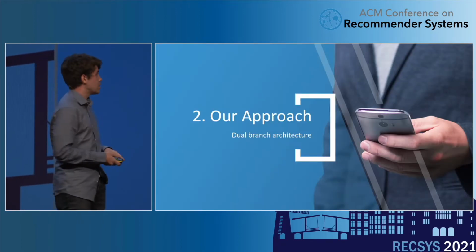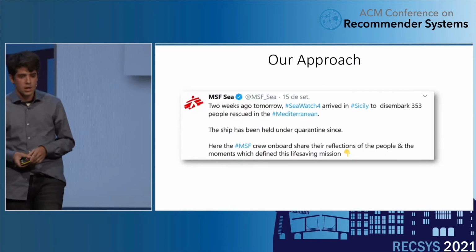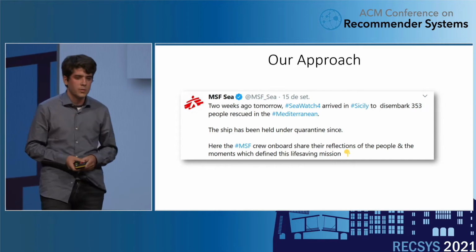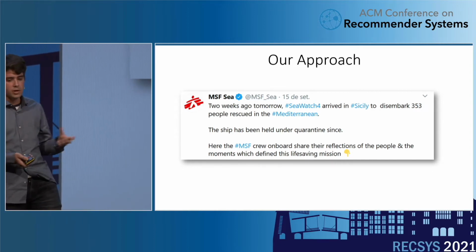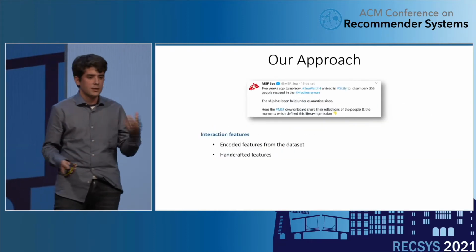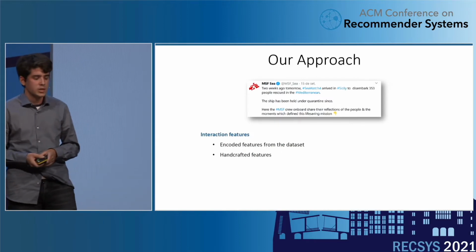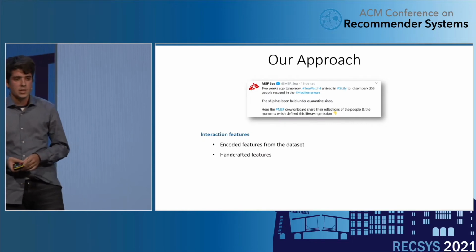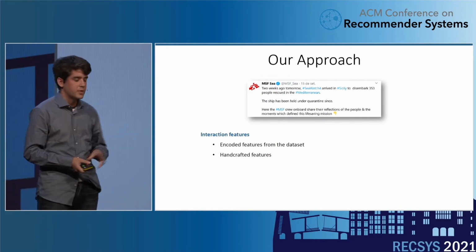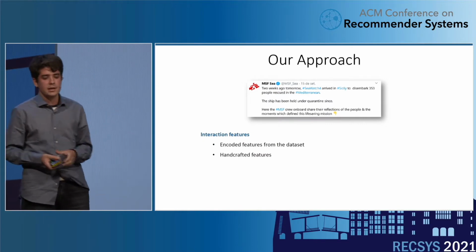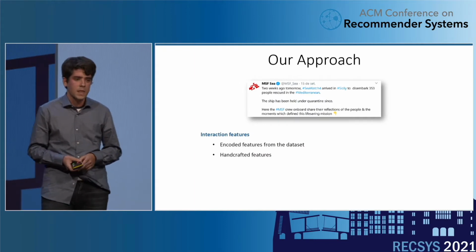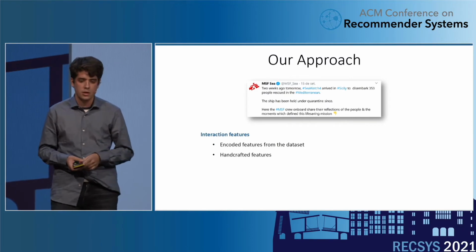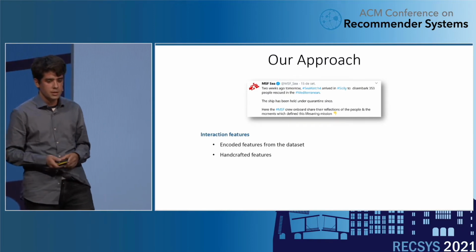So now I will talk about our approach. So imagine that we have this tweet. We decided to compute different types of features, or extract different types of features. In the first place, we decided to extract interaction features that were very related to the ones that we saw at the beginning of the presentation, the ones that we can extract directly from the dataset. But we also handcrafted some of them, creating small computations on the initial features.